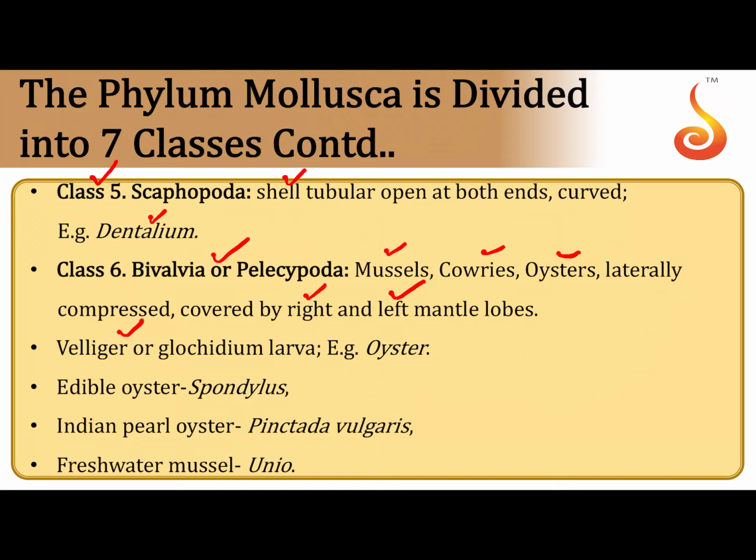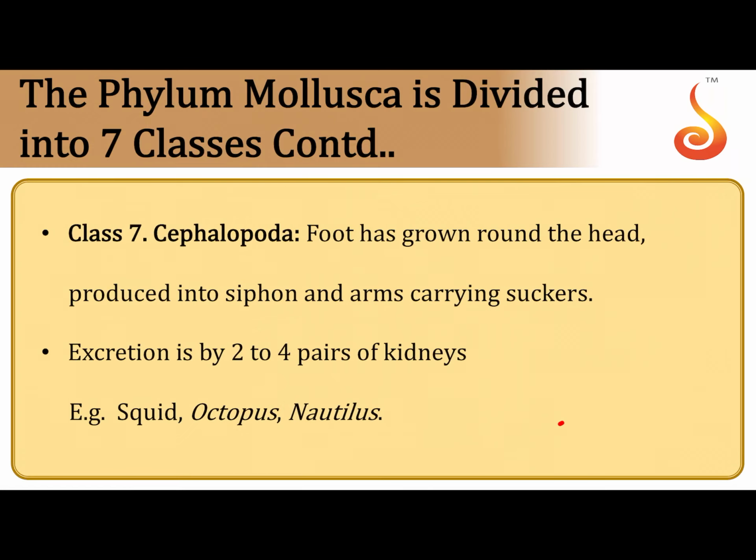Now an example for edible oyster is Spondylus, an example for Indian pearl oyster is Pinctada vulgaris, and an example for the freshwater mussel is Unio. And then we have the last one, which is the last class, Cephalopoda.